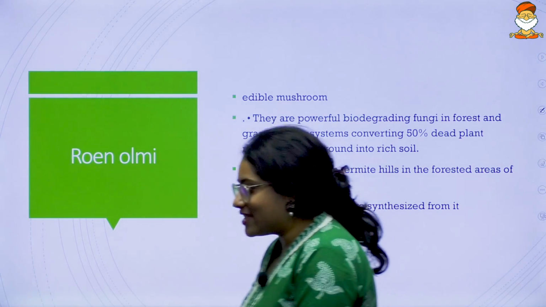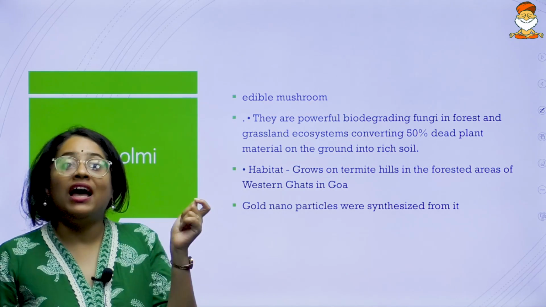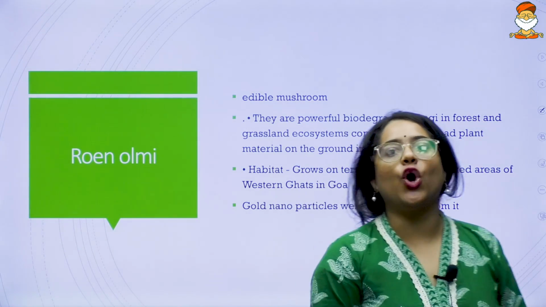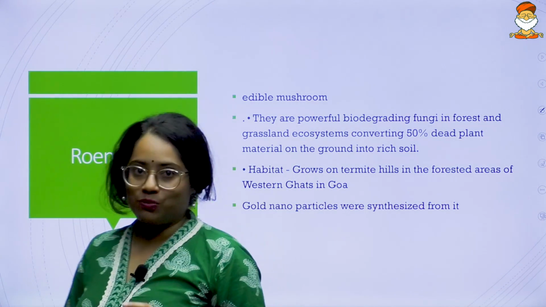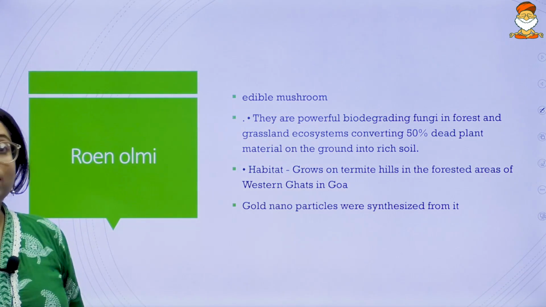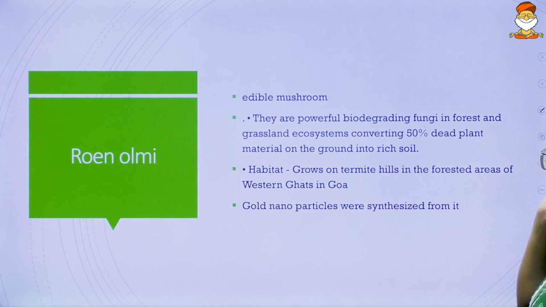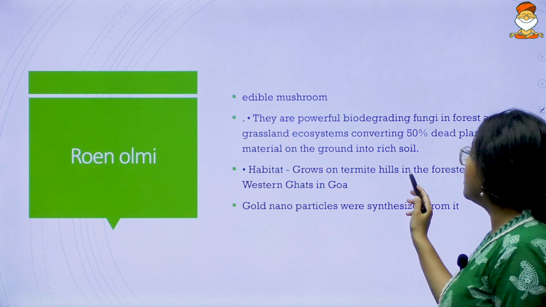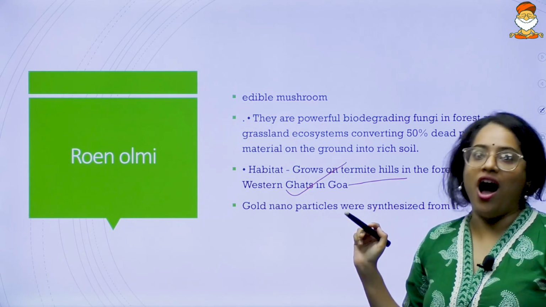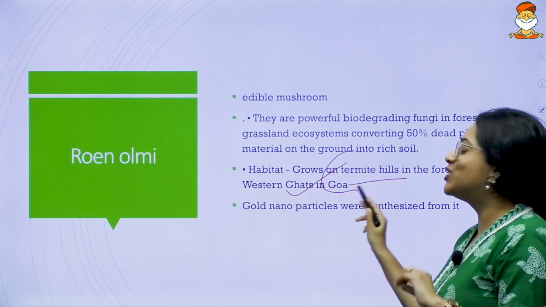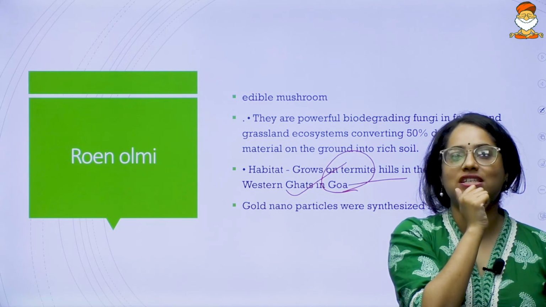Moving forward, this is one of those exotic species. The name of the species is Royan Ali. Royan Ali is actually a mushroom species. It's an edible mushroom, which means it's not poisonous or harmful to human health, and it grows on the termite hills in the forested areas of the Western Ghats in Goa. It is specifically in the Western Ghat region, in the part of Goa which is there.